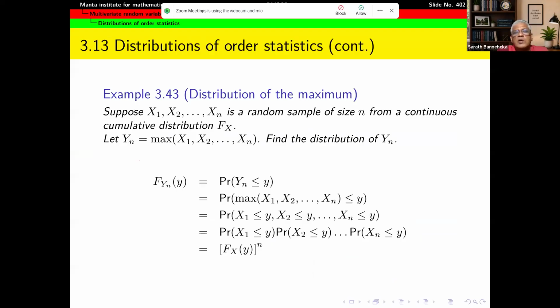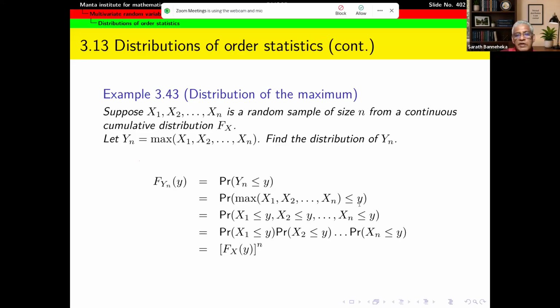Suppose X1 up to Xn is a random sample of size n from a continuous cumulative distribution function F_X. Let Yn be the maximum of X1 up to Xn. Find the distribution of Yn. So again, I find the cumulative distribution function of Yn evaluated at y. By definition, that is the probability that Yn is less than or equal to y. And that is the same as the probability that the maximum of X1 up to Xn is less than or equal to y. Right. So the maximum of X1 up to Xn being less than or equal to y is equivalent to saying that each of X1 up to Xn is less than or equal to y.